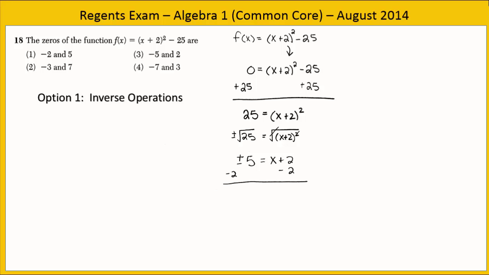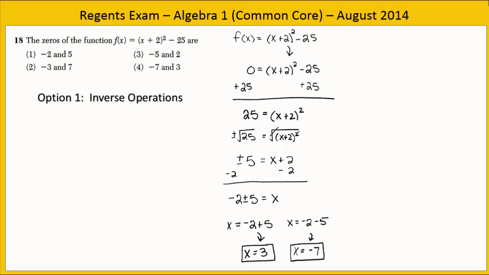Now, we subtract 2 from each side, and we're left with -2 plus or minus 5 is equal to x. Solve each of those equations, -2 plus 5 and -2 minus 5. X equals 3 and x equals -7. So the zeros of this function are -7 and 3, choice 4.